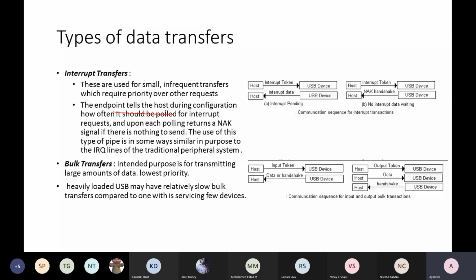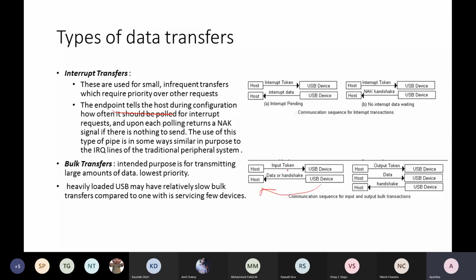Okay. The next one is the bulk transfer. Bulk transfer, of course, is what we mostly do with USB. Whenever you are storing some data to USB, or you are taking back the data, it is the same method. The host sends the initial token, and if it is for input transfer, then the data requested from the USB will be taken back by the host.